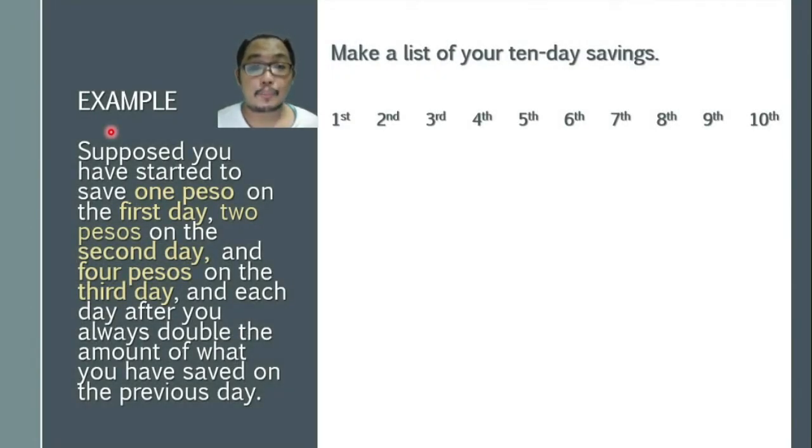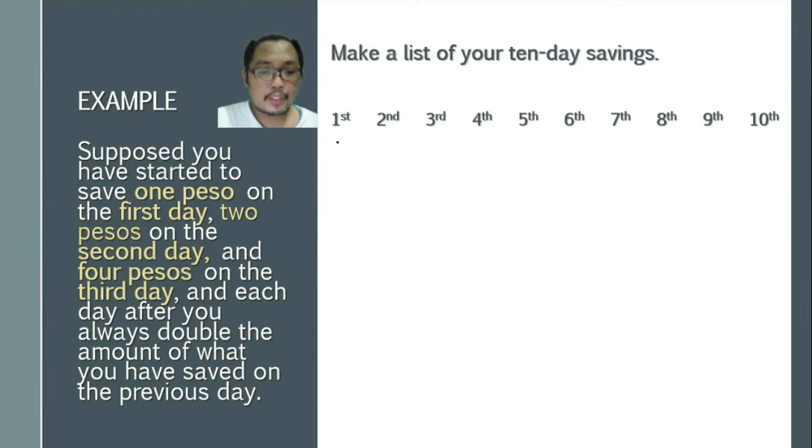And here is the situation. Suppose you have started to save 1 peso on the first day, 2 pesos on the second day, and 4 pesos on the third day, and each day after, you always double the amount of what you have saved on the previous day. Here we are expected to make a list of your 10-day savings.